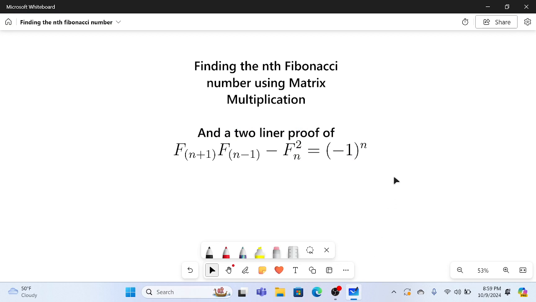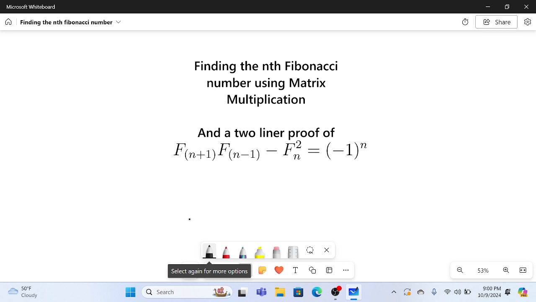Okay, this is going to be an interesting video, and because we're going to do something amazing, we'll prove this fact in 2 lines. We will also try to find Fibonacci number using matrix multiplication. Hope you will stick with me. If you feel bored, you can skip a bit, but try to watch the entire video.